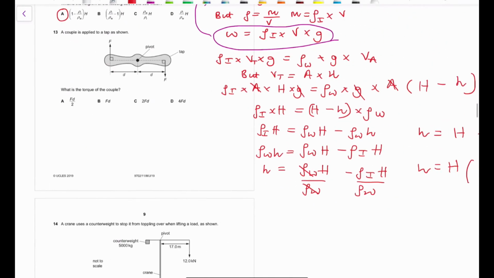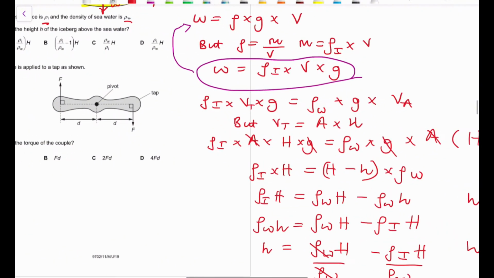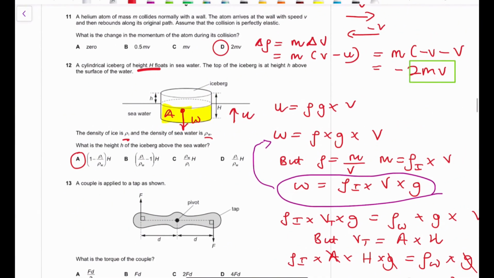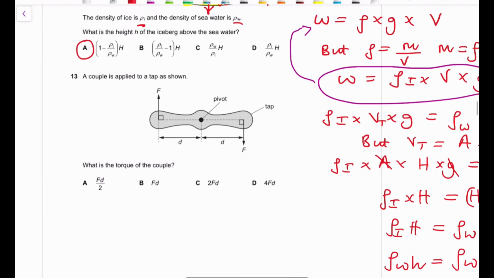That was a bit complicated, but you just had to understand that the part submerged is equivalent to the weight. Then you equate it, but this is the total volume, which is A times your value of H. Then you can find the volume that is contributing to the submerged part. Then you get your answer as A.